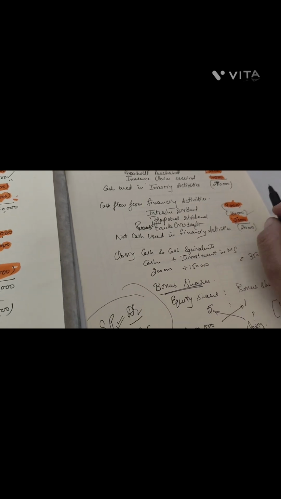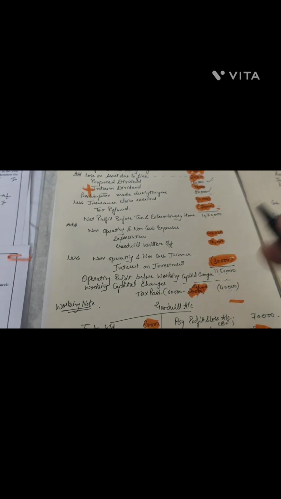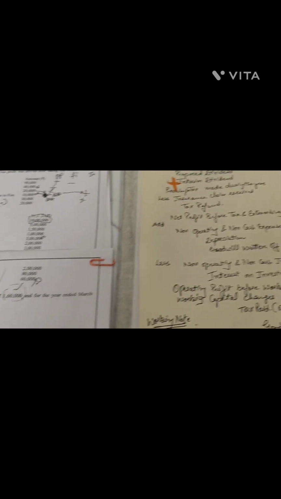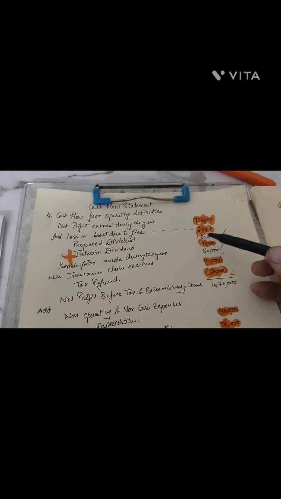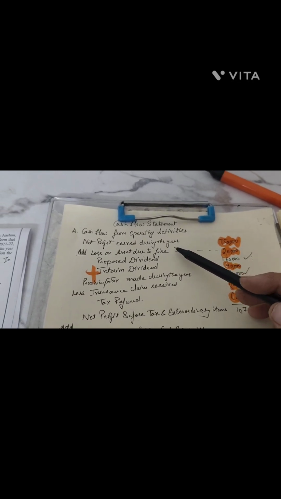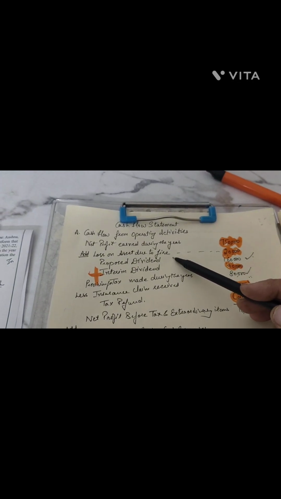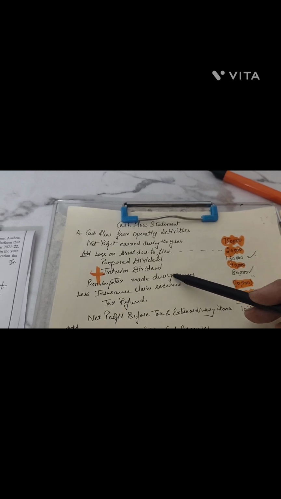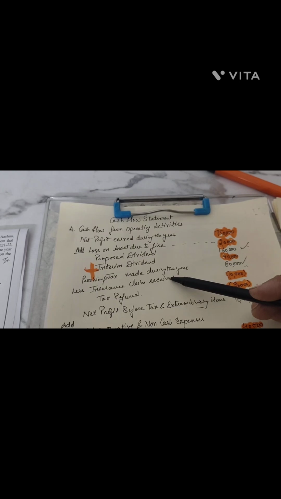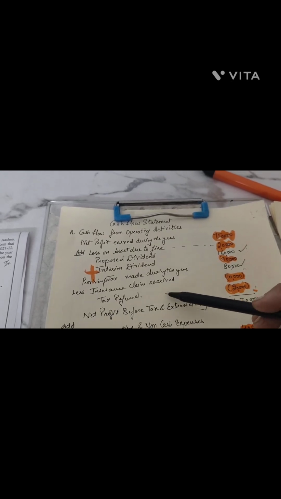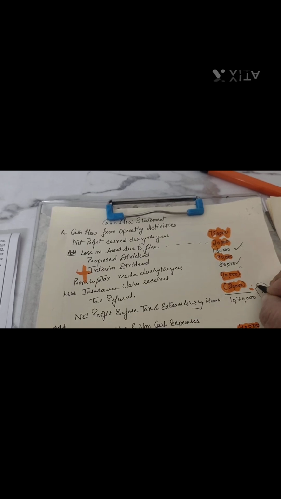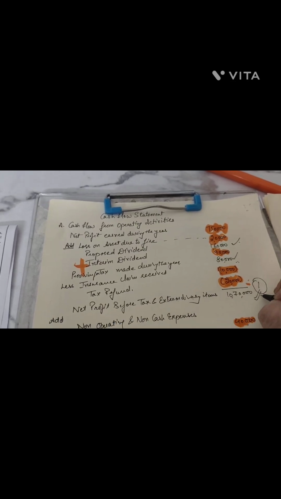So now, as per the question, it asked us about a few cases, right? So first of all, net profit before tax and extraordinary items. For the net profit before tax and extraordinary item, we took net profit earned during the year, loss on asset, plus proposed dividend, plus interim dividend, plus provision for tax made during the year, plus insurance claim received, less tax refund also. So what is the net profit before tax and extraordinary item? That value is 10 lakh and 70,000. This is the answer of my first part.